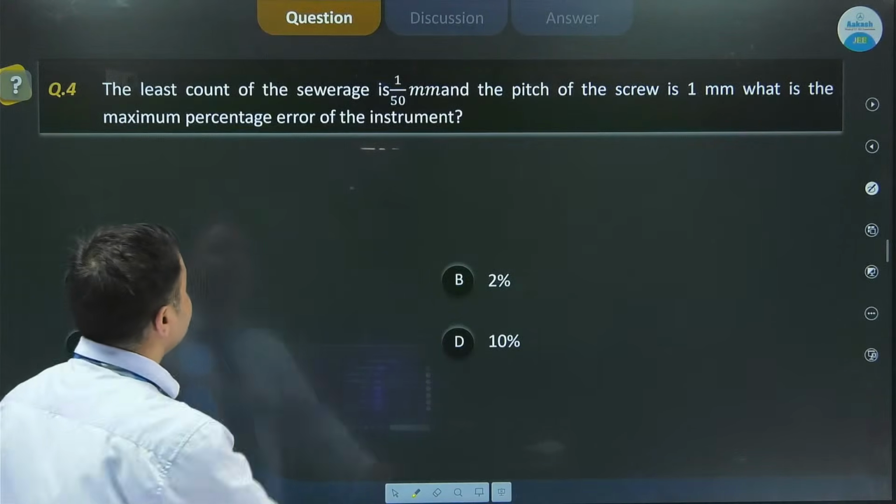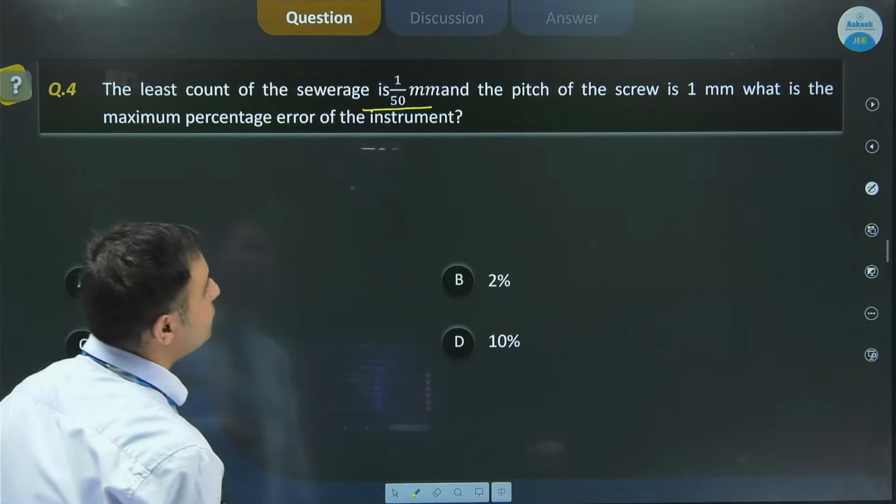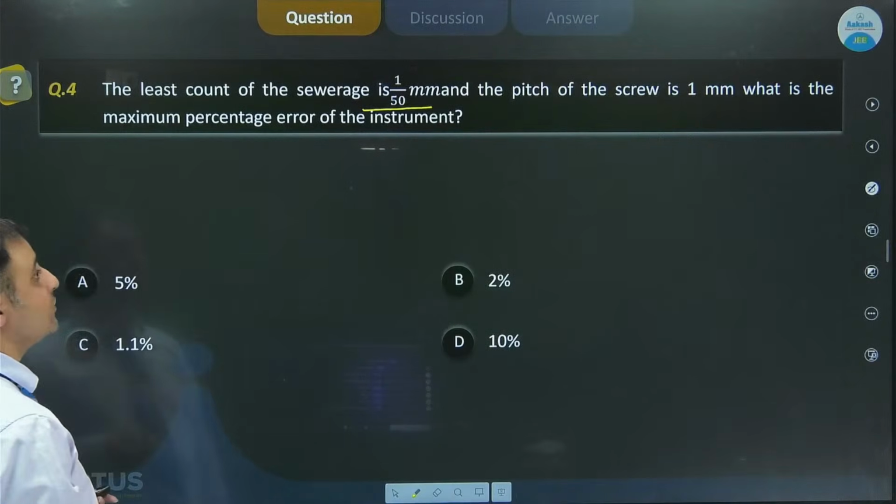The least count of a screw gauge is 1 by 50 mm. The pitch of the screw is 1 mm. What is the maximum percentage error of the instrument?